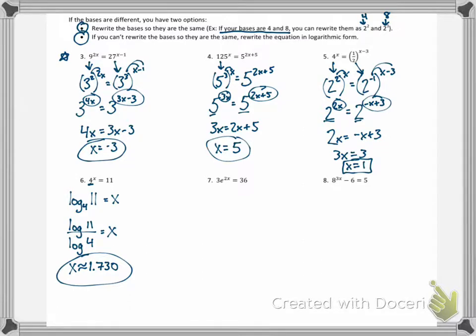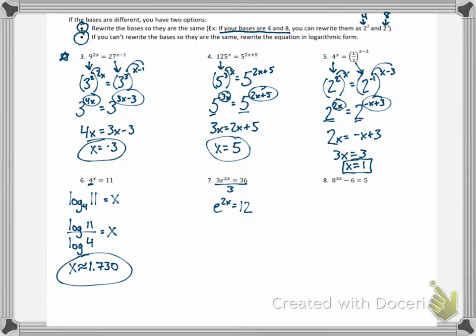Now, 7 and 8, pretty much the same idea. Now, the thing about 7, we have 3e to the 2x equals 36. When you do these, what I would suggest is to get that exponent term by itself. And what I mean is, you've got this extra 3 hanging out in front of e to the 2x. I would divide that away, just like you would any other algebra problem. So if you have something that's being added, subtracted, multiplied, divided, get that out of the way first. So I'll divide both sides by 3. I'll get e to the 2x equals 12.